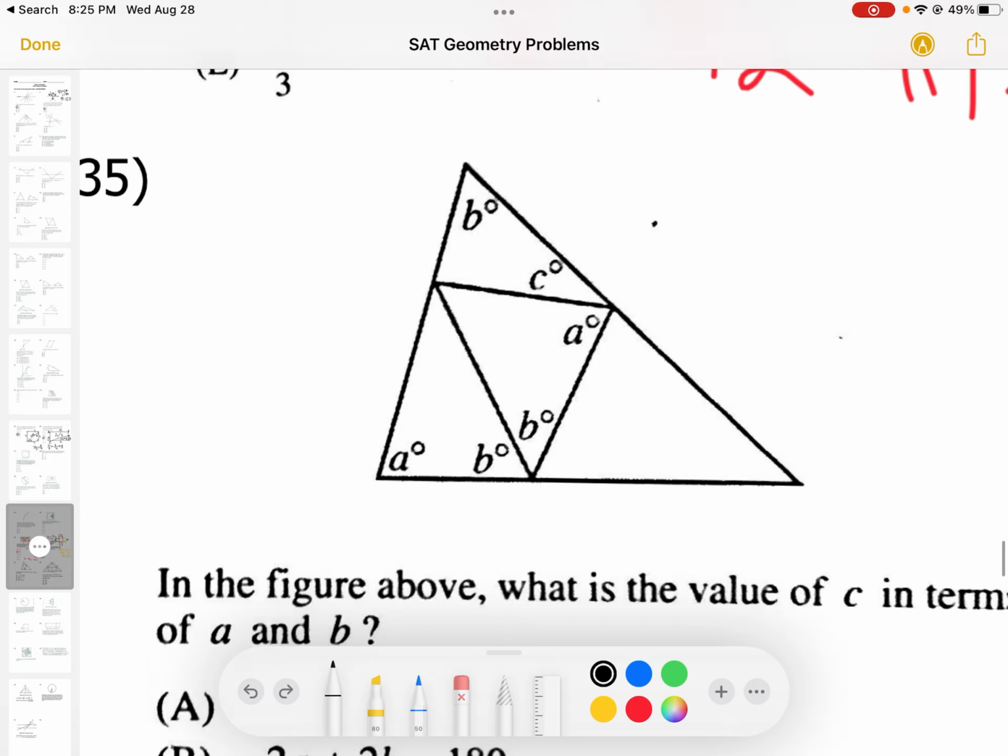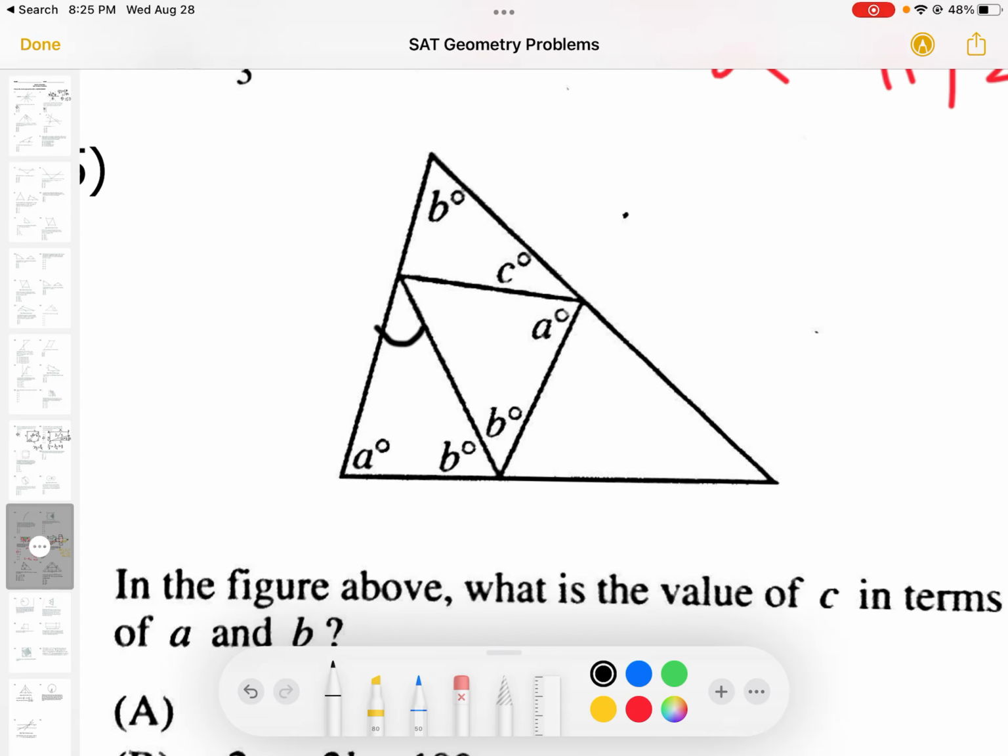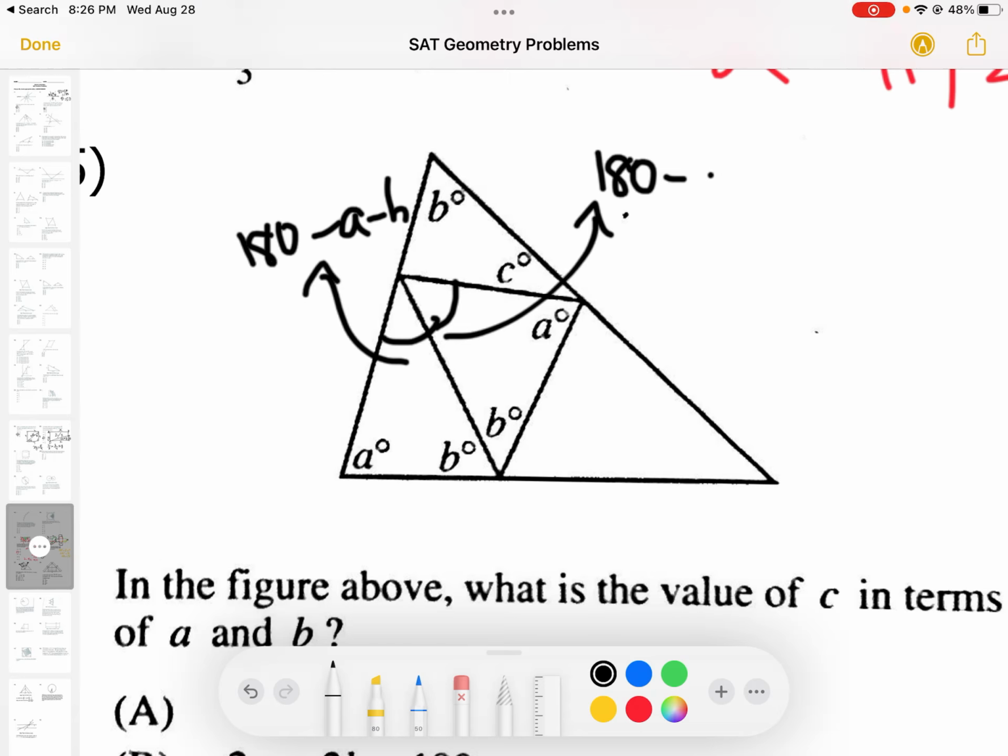So let's fill in the missing angles. First, I'm going to fill in this angle right here. This angle is just 180 minus A minus B, right? Again, the same thing. Actually, let me draw an arrow out. This angle is 180 minus A minus B. And this angle is just 180 minus B minus C. Right? These three angles.